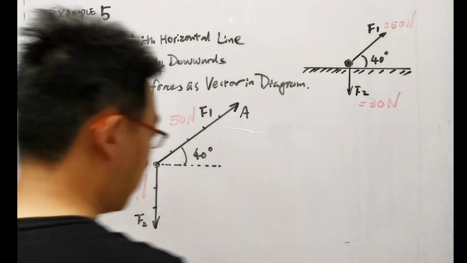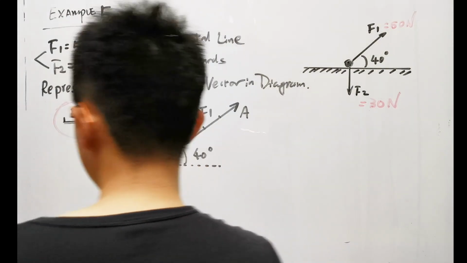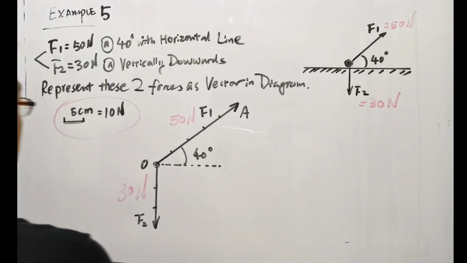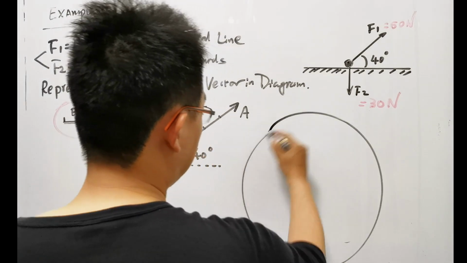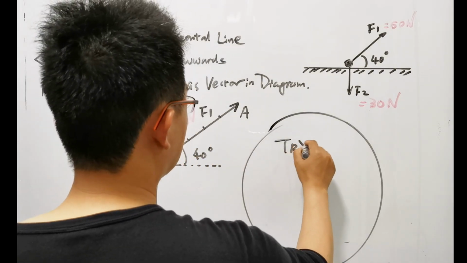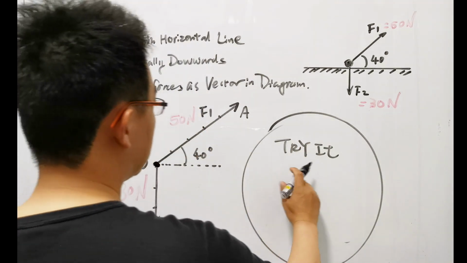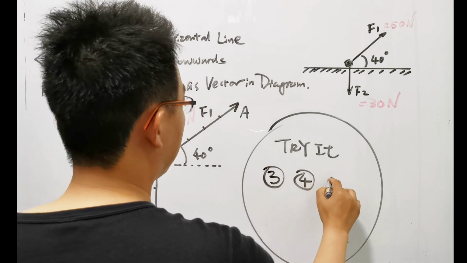That's all for today's class. We also have some to try. You can go back and try. Today we discussed three examples, right? Once you go back home, please try another three examples: the first one is number 3, number 4, and number 5.